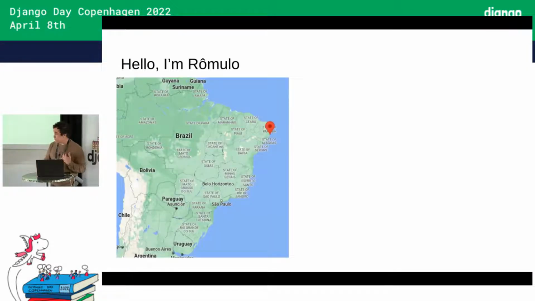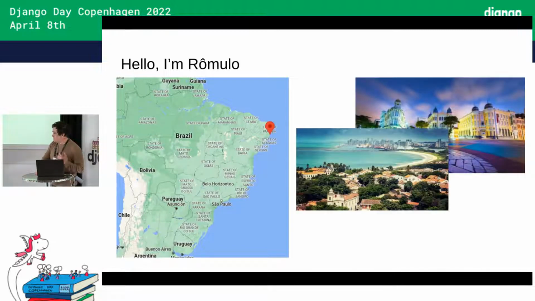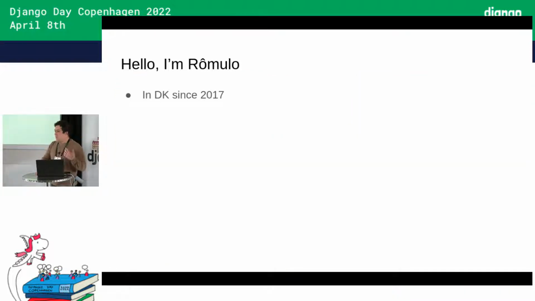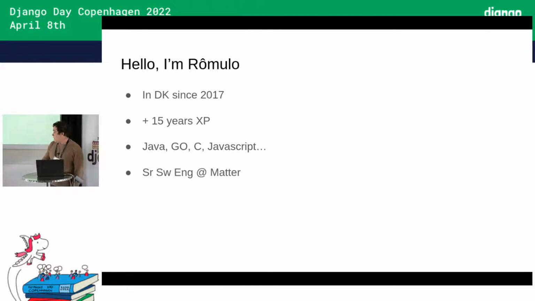I'm Rômulo. I'm from Brazil, from the northeast part of Brazil, from the city of Recife, with nice beaches, a tropical city. But I've been living here in Denmark since 2017. So far, so good. I'm happy to be here. I have more than 15 years of experience in the software industry. I have played with Java, Go, C, JavaScript, a lot of technologies, a lot of languages. I'm a senior software engineer at Meta. It's a nice fintech, and I really love what I do. I wake up every morning, take my bike, go to work, and see what I can achieve today.